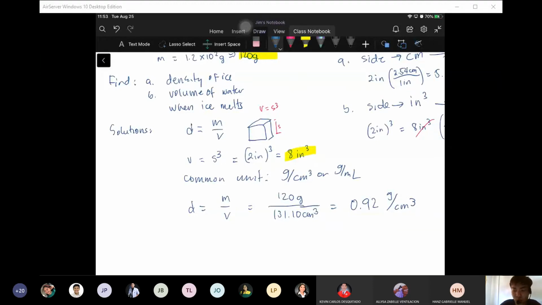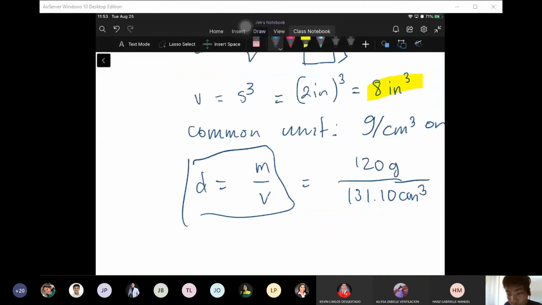So, which of the three does not change? Looking at this equation, which of those terms will never change? For liquids, for water, is it the density? Is it the mass? Or the volume? Go ahead, race to answer. Which of those three will never change?